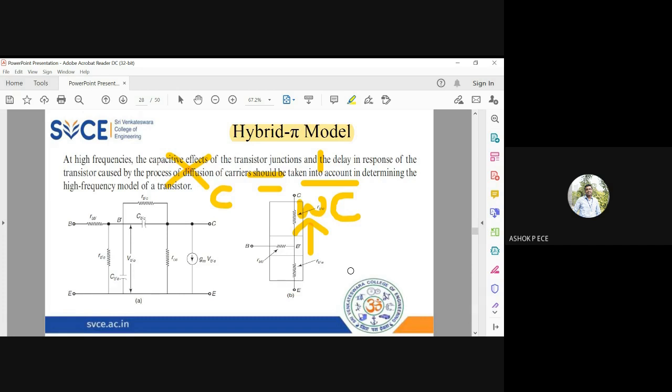At high frequency, if you put omega equal to infinity, what happens? What will be the value of XC? Zero. What is meaning of zero? Short circuit, correct? So all these capacitance become active only at high frequency. So I cannot use H parameter model at high frequency analysis. That is the reason why we are developing one more model called hybrid pi model. Okay, so the hybrid pi model is exclusively designed for analyzing the transistor at high frequency.